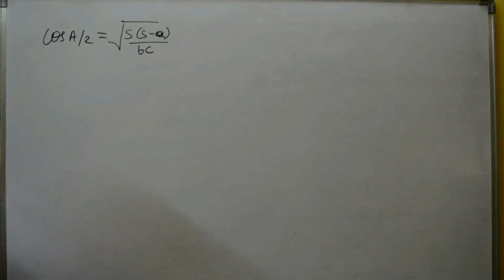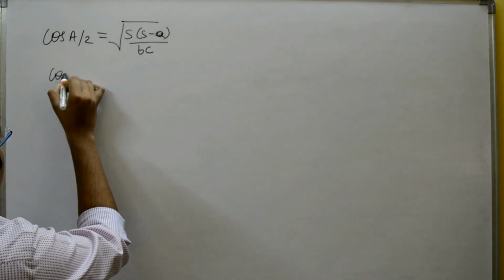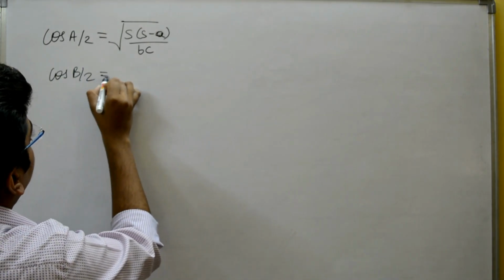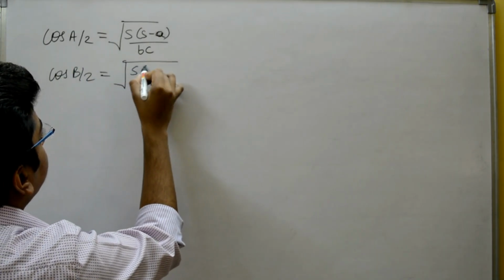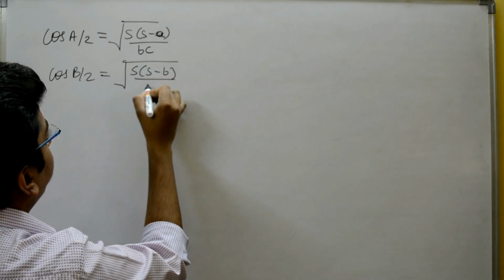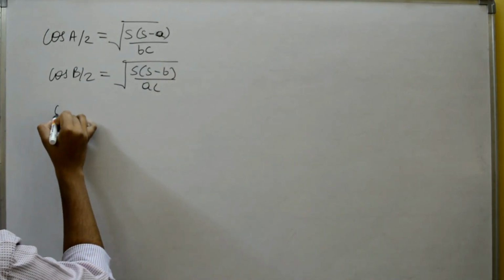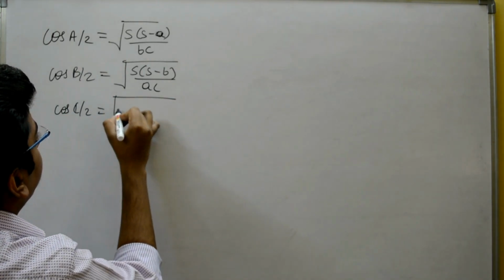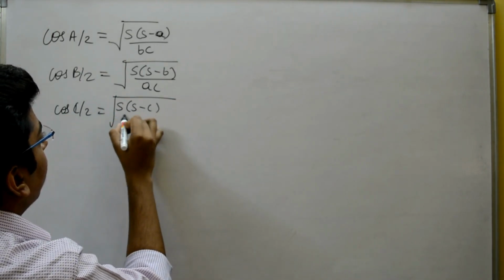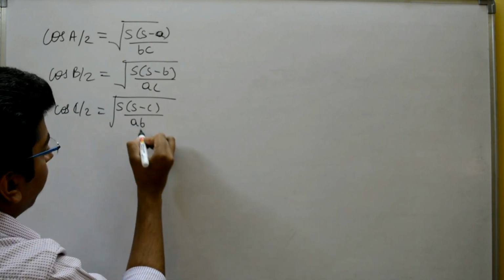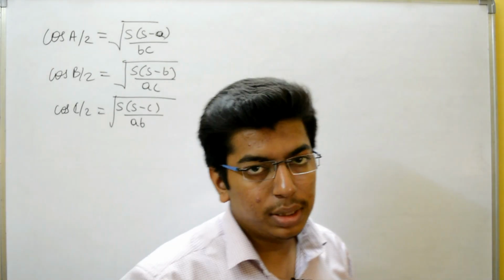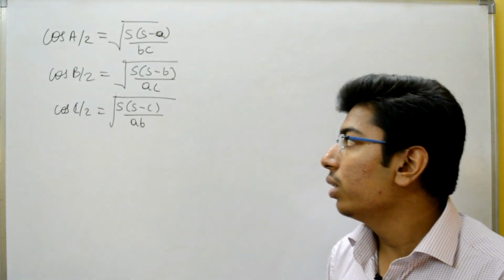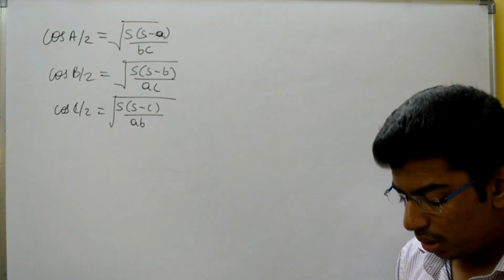Okay, so cos b/2 is equal to under root of s(s minus b) upon ac. Cos c/2 is equal to under root of s(s minus c) upon ab. Now there is a trick to remember this formula also.